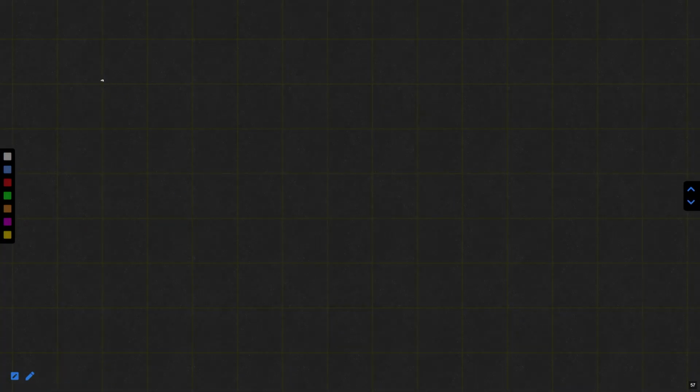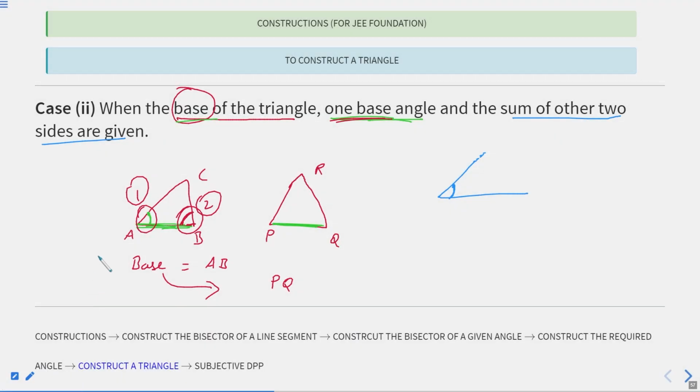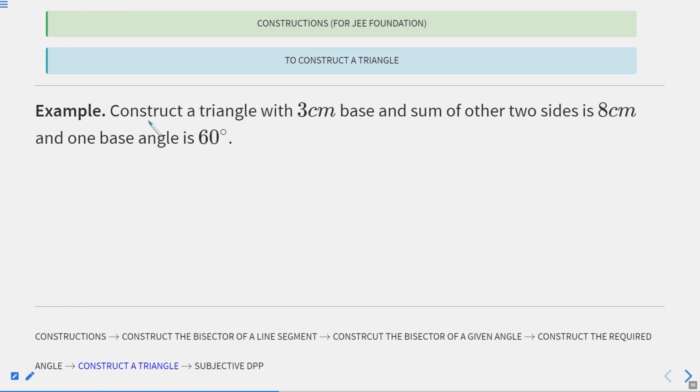Let's draw a line segment of any length if you want. Let's say B and C, and one angle is given. So the rough diagram will look like this. I hope this is our starting information. Now let's directly see how the question will be framed. For example, if the base is 3 centimeter, the sum of the other two sides is 8 centimeter and one base angle is 60. Let me draw a rough diagram so you can have an idea of how the final construction will look.